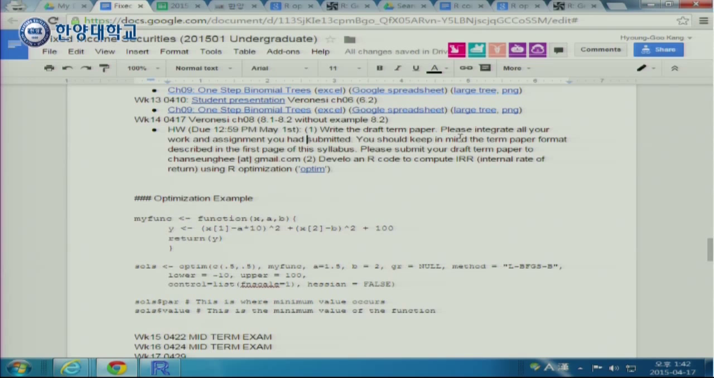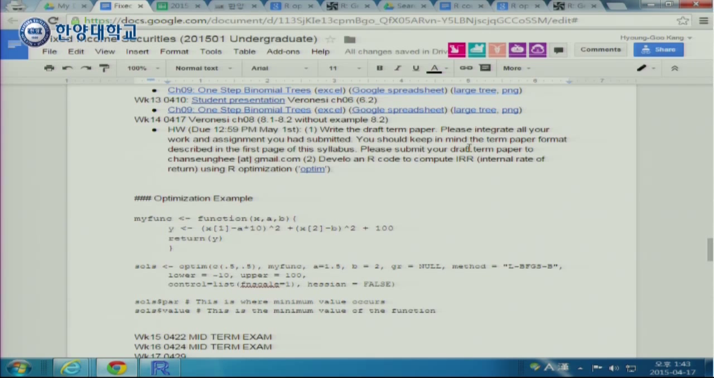You should keep in mind the term paper format described on the first page of this syllabus. Format is very important. Please submit your draft term paper to this email address, which is my TA's email address. Then what I mean by format, okay? Format is more important than content.